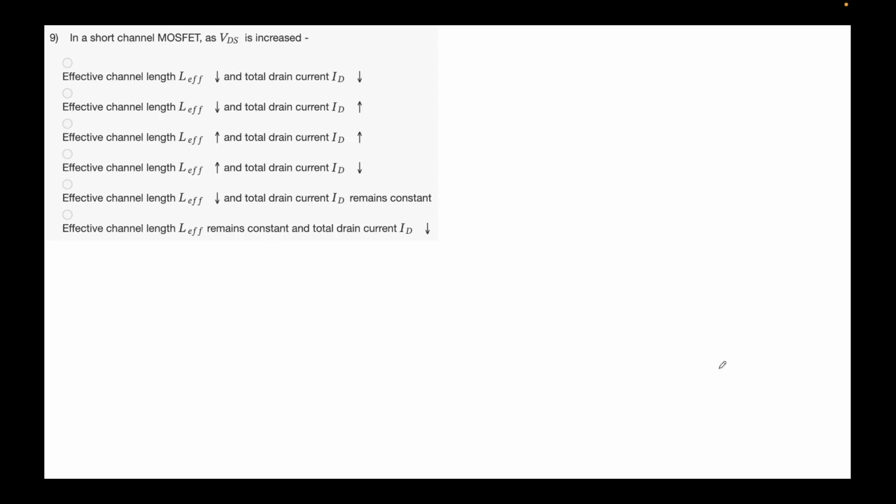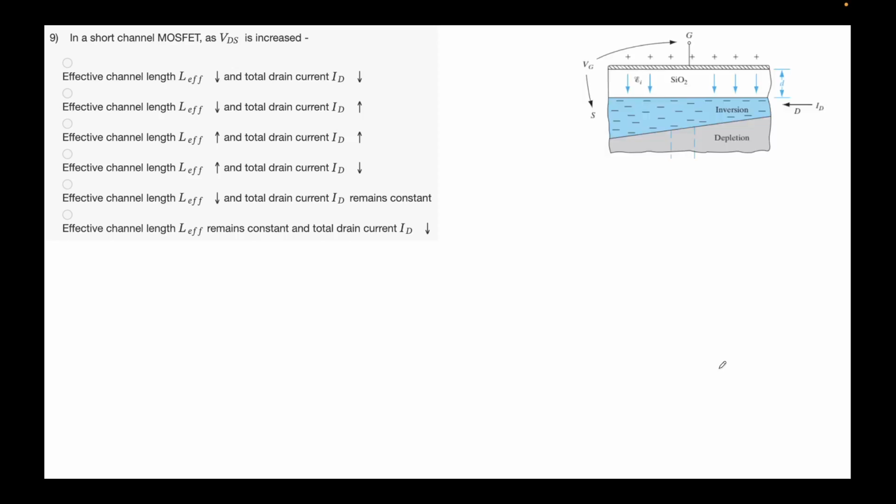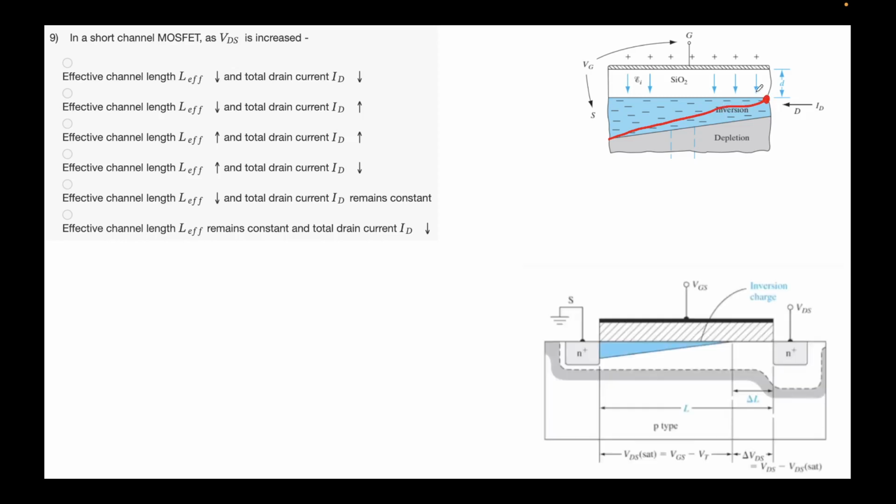Okay, so in a short channel MOSFET, as VDS is increased, what is going to happen? This is a picture from a long channel MOSFET, but it will help me answer what we're talking about here. When we talk about VDS, a channel is being formed and we have some gradient in VDS. This is the typical curve that we encounter. If I increase VDS even further, we reach the point called pinch off. And if you increase it even further, this pinch off point is going to shift further to the left.